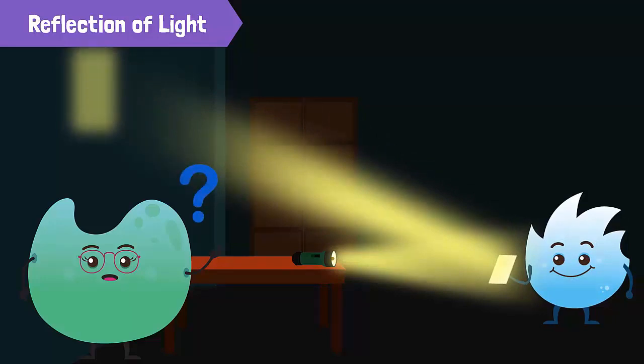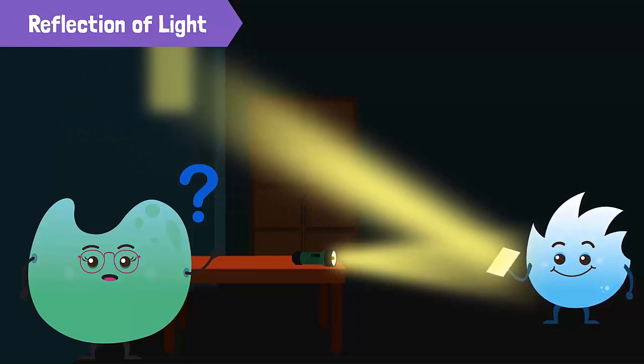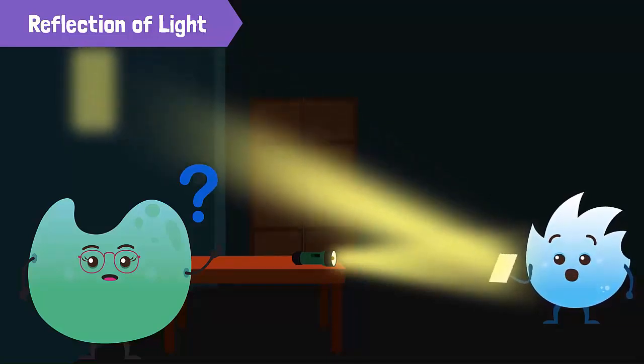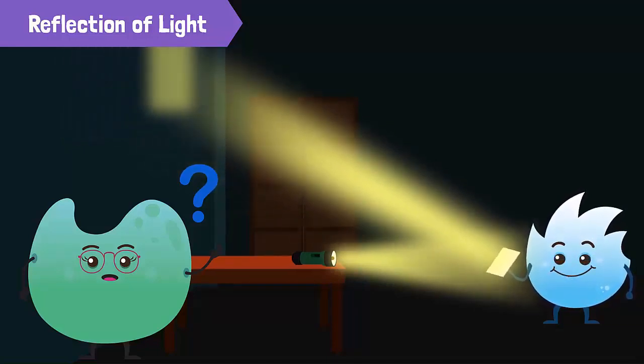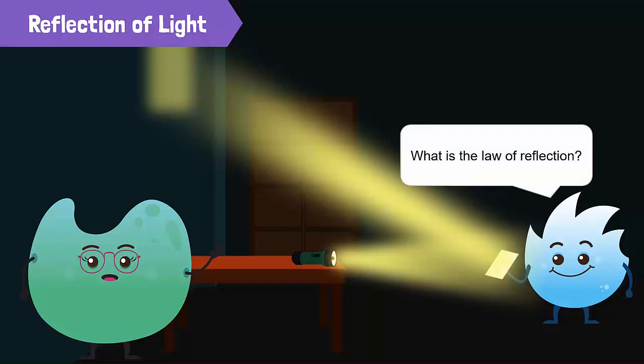But here comes a question. Why does that patch of reflected light only appear at a specific place on the wall when we hold the mirror with a certain orientation? Why doesn't the light reflect back to the torch? Here is where the law of reflection of light comes in. What is the law of reflection?